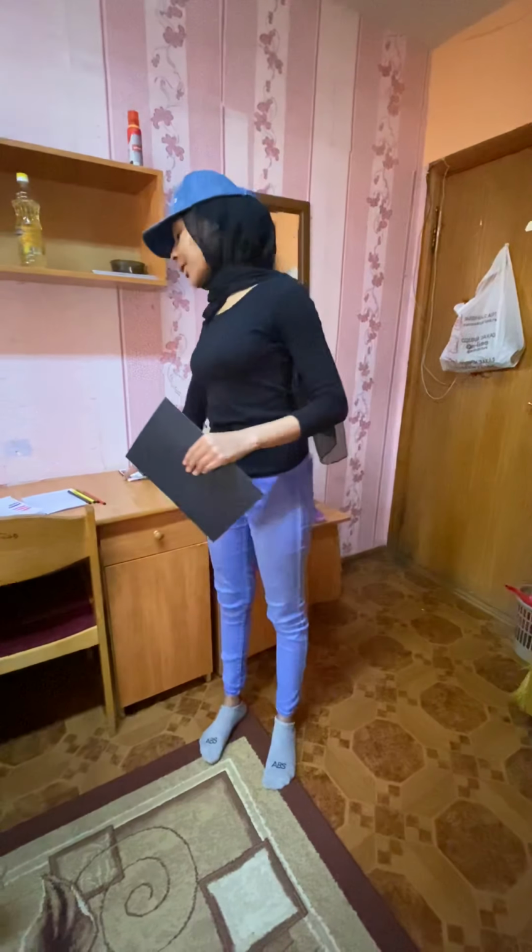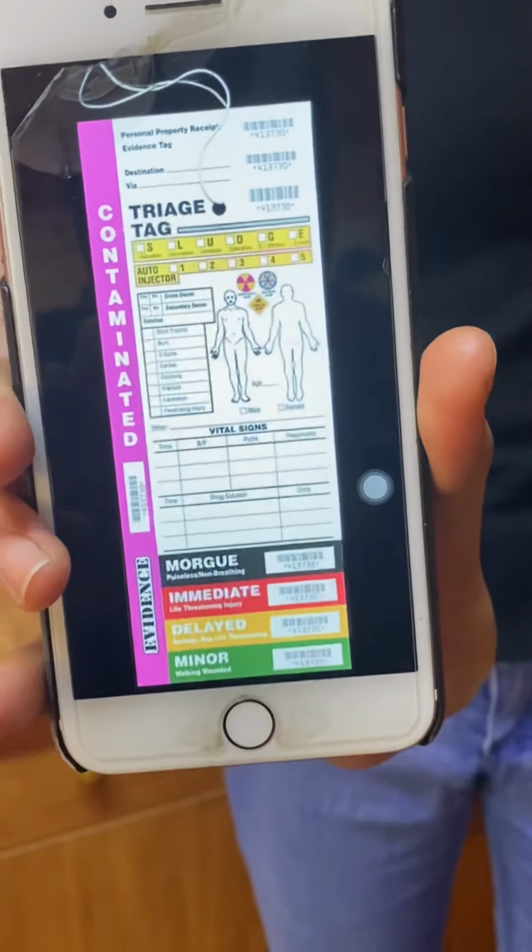Okay, today we're going to talk about sorting patients out depending on their vital alterations in a mass casualty using the triage tag. This is what a typical triage tag looks like. And it's usually the paramedics or the first-hand medical services that have this.